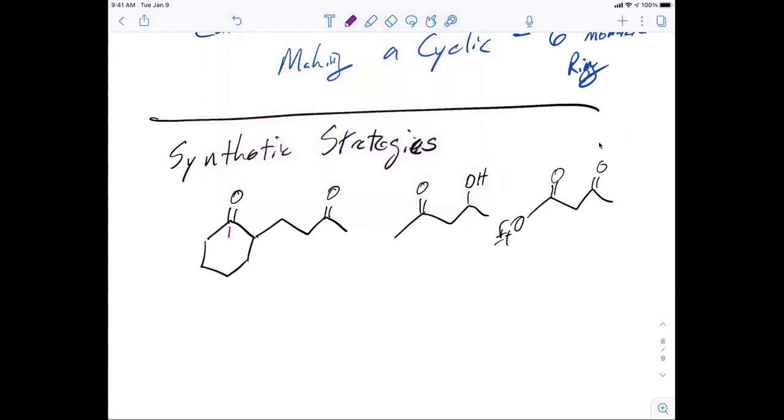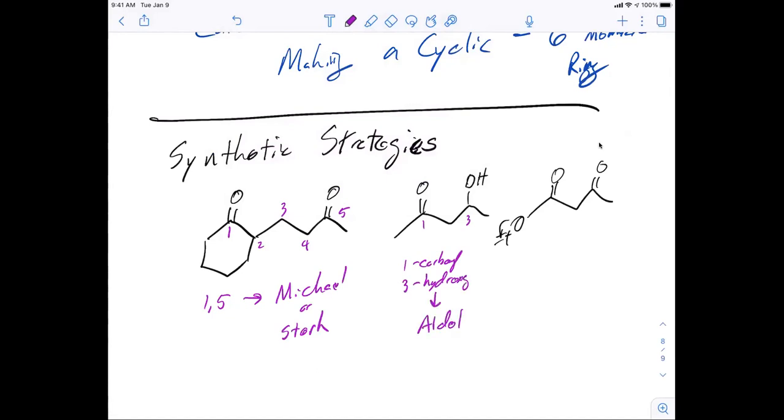So if you're looking at a difunctional species, if you look at a 1,5, what should a 1,5 suggest as a potential pathway? I potentially had a Michael, or I had a Stork. If I see a 1,3 and a 3 hydroxy, that should tell me that I'm looking at an aldol.